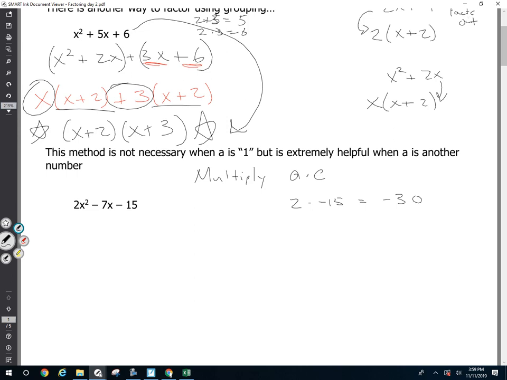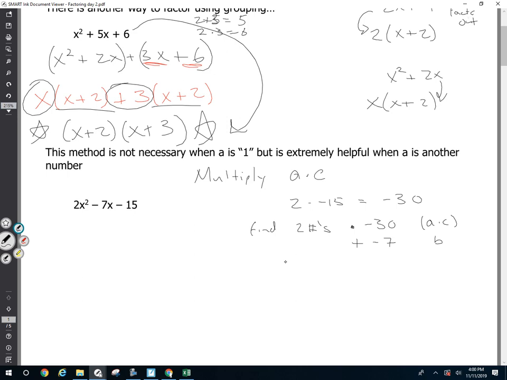I get negative 30. You're going to find two numbers that multiply to get this a times c, but add to get the middle term b. Go ahead, copy it down, follow along. Who could tell me the two numbers that multiply to get negative 30 and add to get negative 7? Negative 10 and 3, okay?